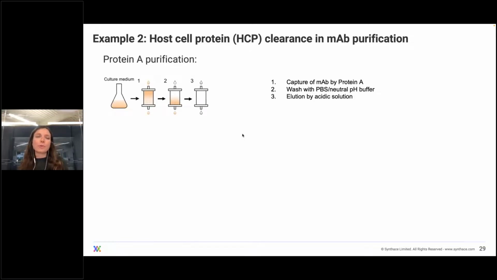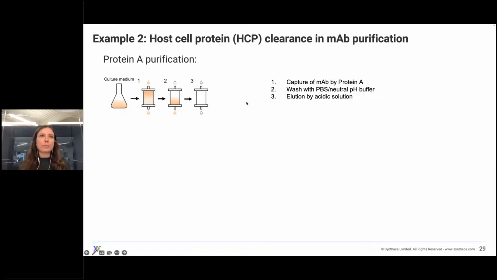So for those of you who are maybe not as familiar with this, I will just give a brief overview. Monoclonal antibodies are typically expressed in a host cell organism, such as Chinese hamster ovary cells, and this monoclonal antibody is then secreted into the cell culture media. And so we see that here, the cell culture media is applied onto the protein A column, which specifically interacts with the antibody. Then we wash the column using a neutral pH buffer, and finally elute with an acidic solution.